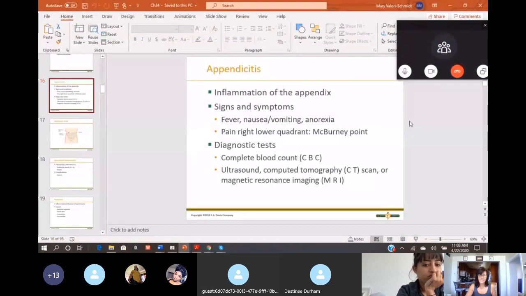Okay, as far as diagnostic tests, CBC, oftentimes with appendicitis, the white blood cell count will be elevated. And then, like I said, they're not going to do an MRI, but they're probably going to do an ultrasound or a CT scan quickly to confirm the diagnosis.